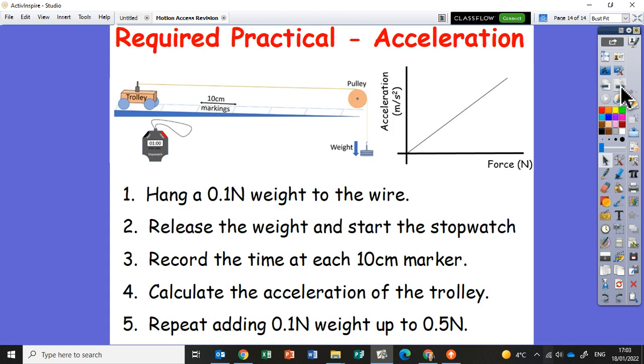The required practical here is an acceleration one. It's when you would use a trolley and a pulley. You'd add a 0.1 Newton weight to a wire. You'd release the weight and start the stopwatch. You'd record the time at every 10 centimetre marker. You'd then calculate the acceleration of the trolley, and you'd repeat every 0.1 until you get up to 0.5, because remember, 5 is the magic number for practical results.